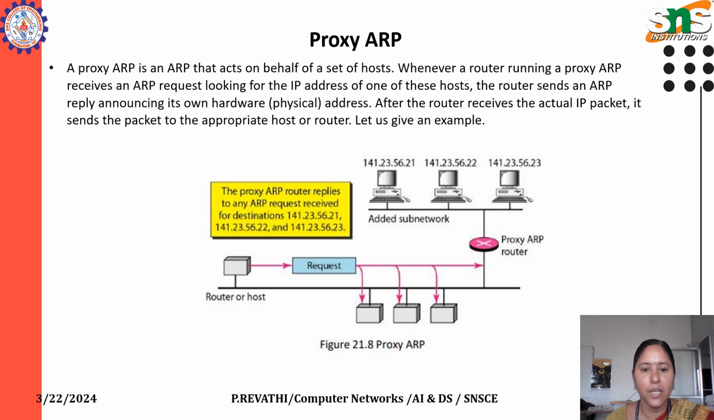When it receives an ARP request with a target IP address that matches the address of one of the hosts, 141.23.56.21, 141.23.56.22, 141.23.56.23, it sends an ARP reply and announces its hardware address as the target hardware address. When the router receives the IP packet, it sends the packet to the appropriate host.